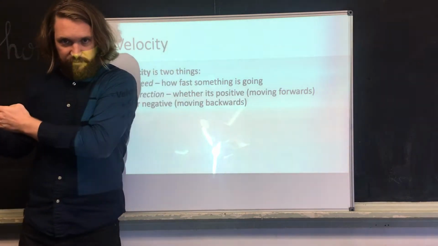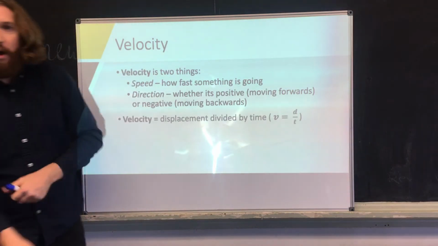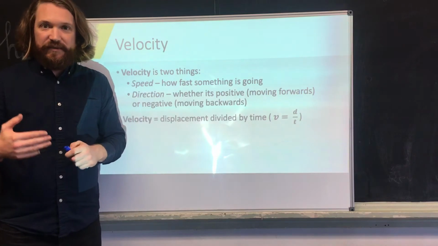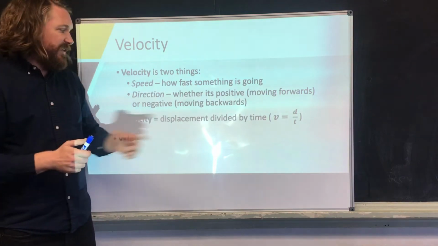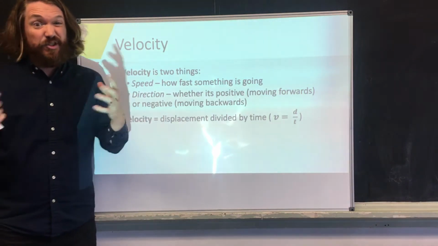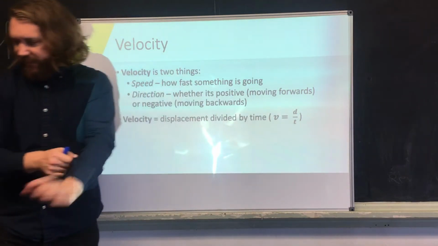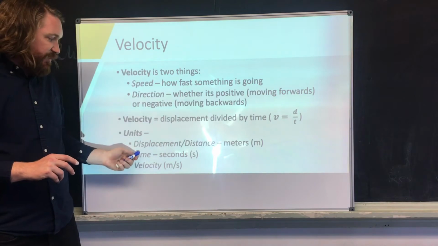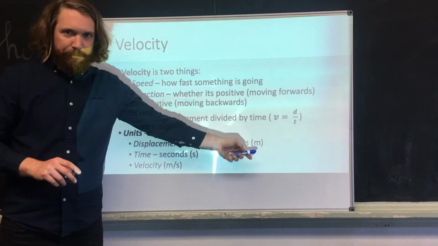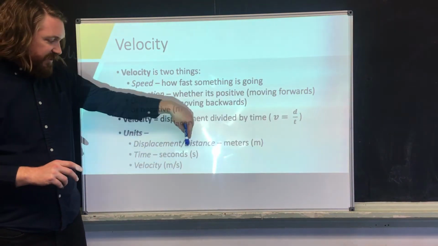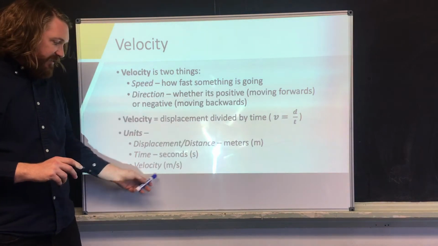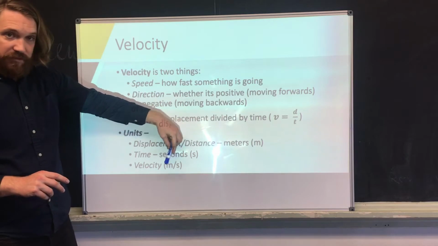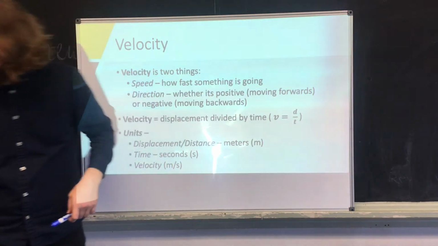Positive, negative, all right? Our equation here is velocity equals displacement divided by time. You'll often hear me say distance just because distance is shorter, but it's really displacement. And our units, super important. To measure distance and displacement, we use meters, M. To measure time, we use seconds, S. And to measure velocity, it's distance divided by time, so meters divided by seconds, or meters per second.